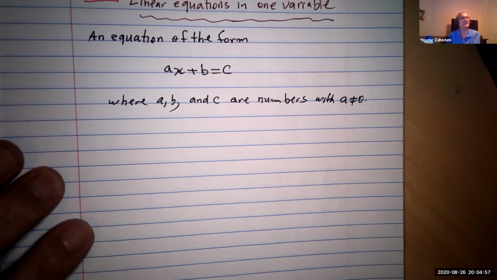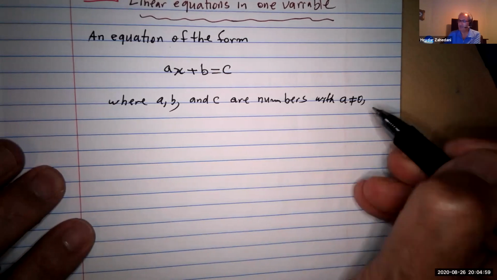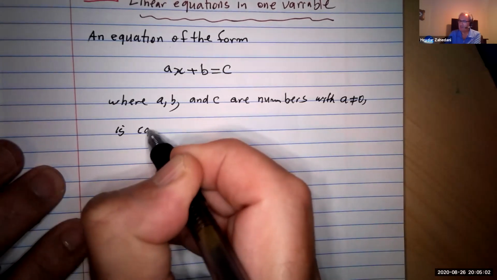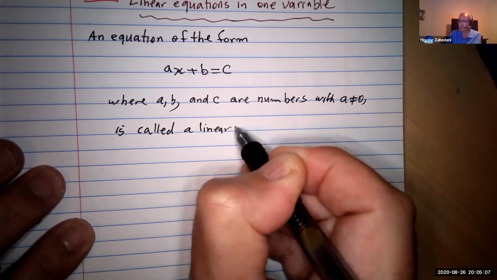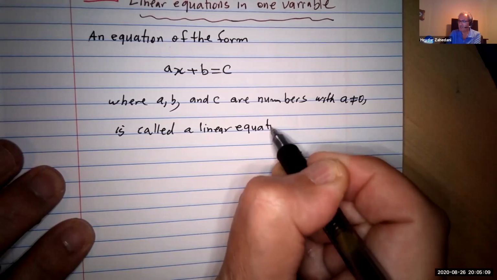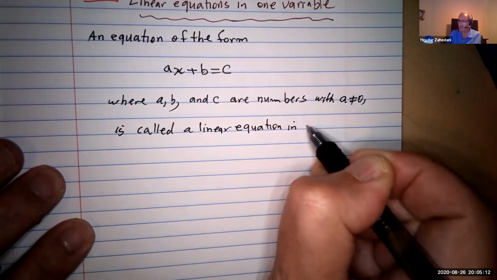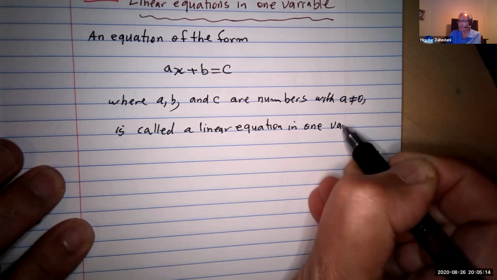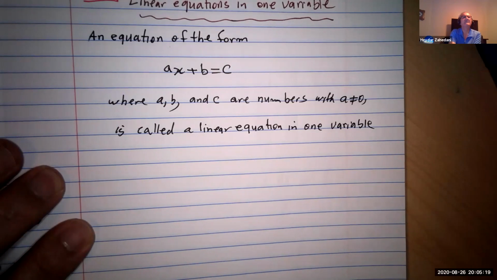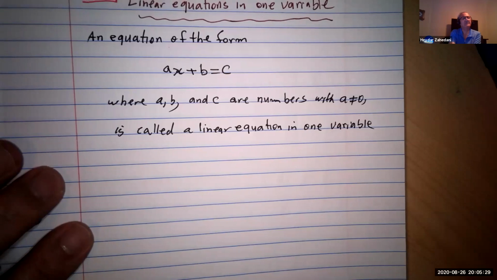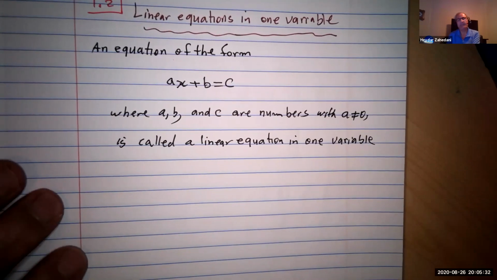If this is the case, it is going to be called a linear equation, or a linear equation in one variable, the variable x. Yes, A cannot be 0. That's correct. So this is going to be your linear equation. Any question?